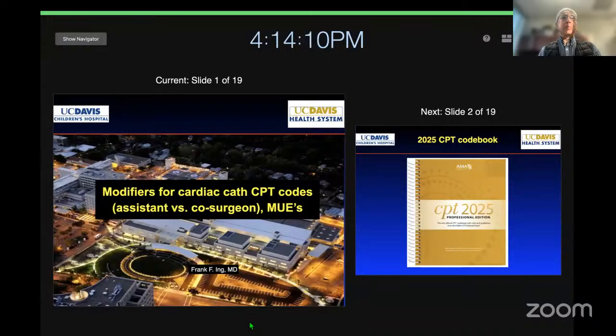So I'm going to talk a little bit about modifiers and CPT codes for that. I'm going to focus a little bit on the assistant versus co-surgeon modifier. I know that some questions came up about that, and talk a little bit about MUEs.